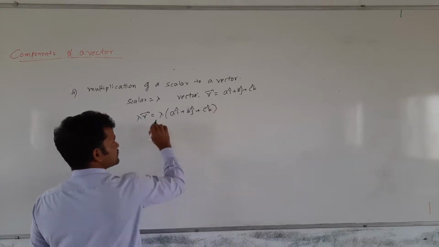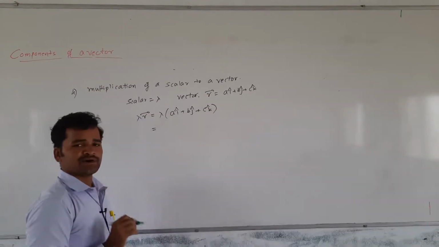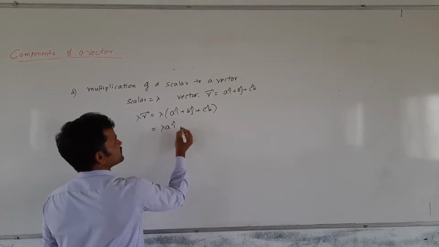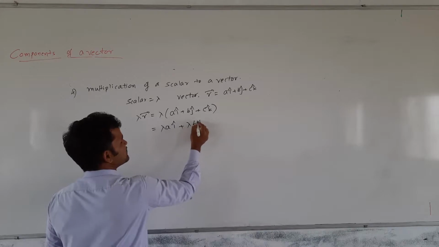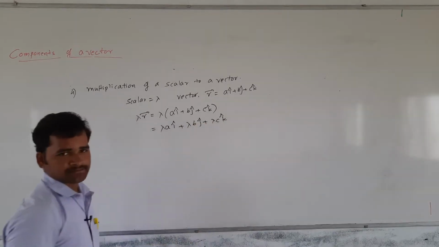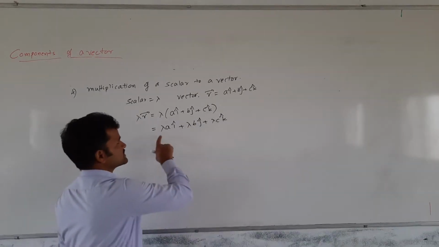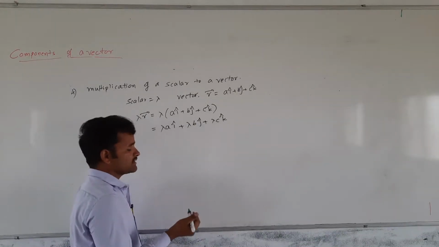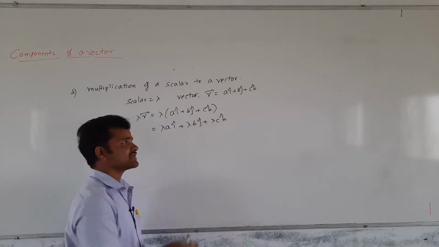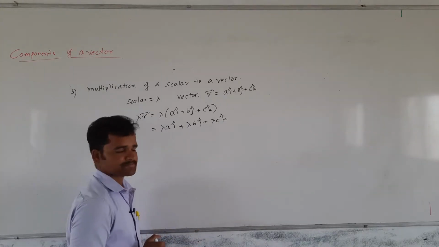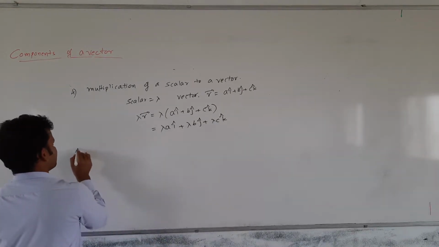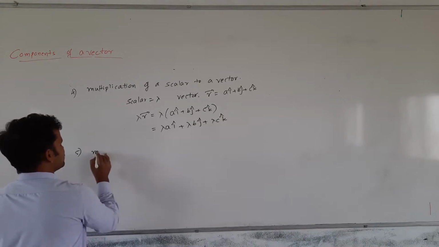This lambda is there, no? Lambda will get multiplied to all the terms. This can be written as lambda A into I cap plus lambda B into J cap plus lambda C into K cap. In the same way, suppose there is a common factor from all three components. Can we take it out? Yes, we can take it out. See how we have multiplied this.